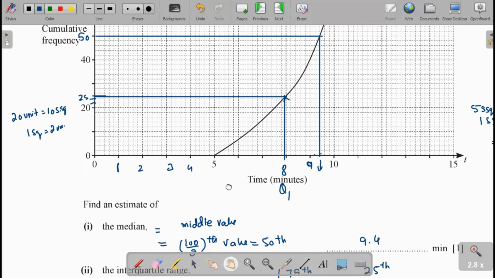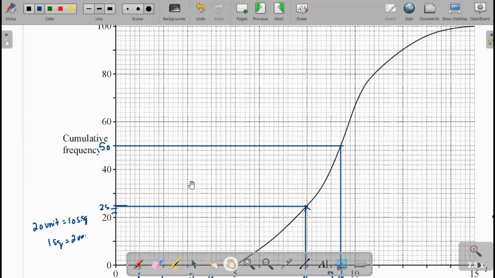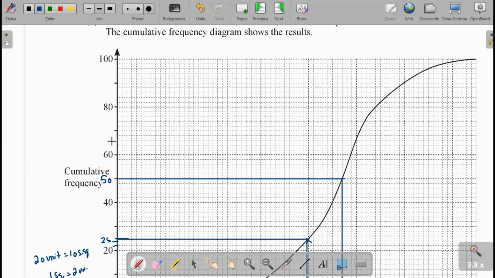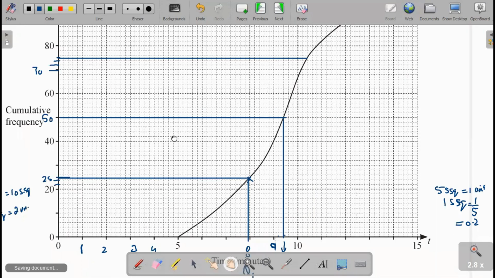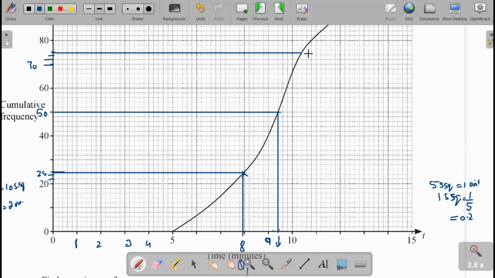Now next is the Q3. Q3 will be the 75th student time. The 75th student, you see here, this is the 70, and the 72, 74, and that is the middle of the 76 and 74. And we draw a line here towards the curve, and this line meets the curve at this point. Now we join this intersecting point to the time axis.